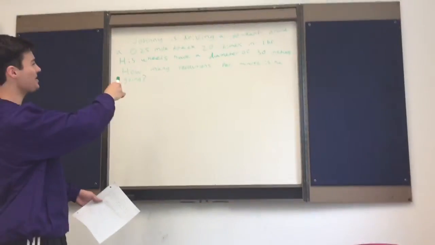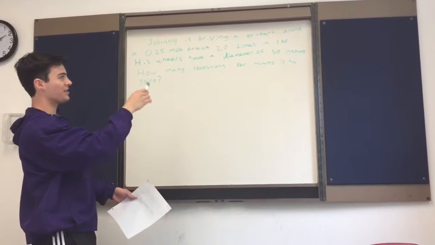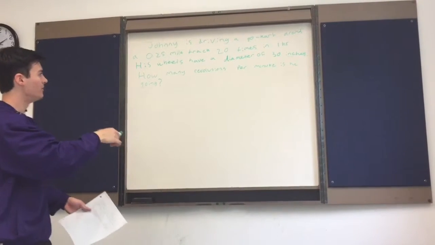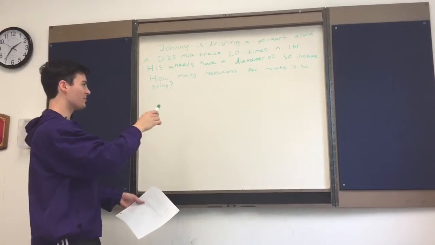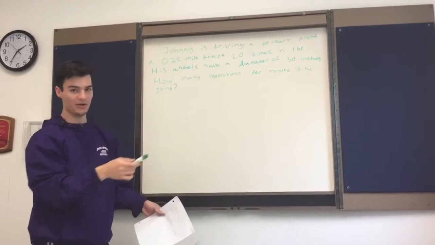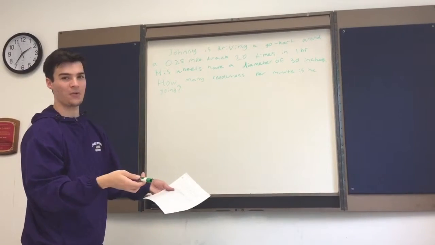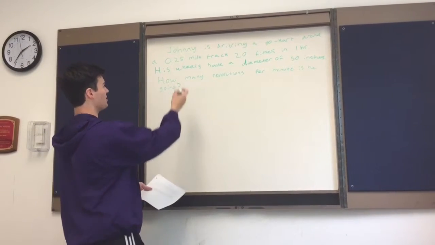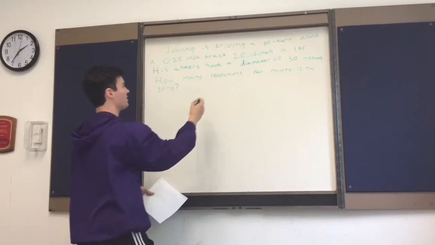We can see that Johnny is driving a go-kart around a 0.25 mile track 20 times in 1 hour. His wheels have a diameter of 30 inches. How many revolutions per minute is he going? So the first thing we got to do is find out how many miles per hour he's going. So we know that this many miles, and he goes around 20 times.